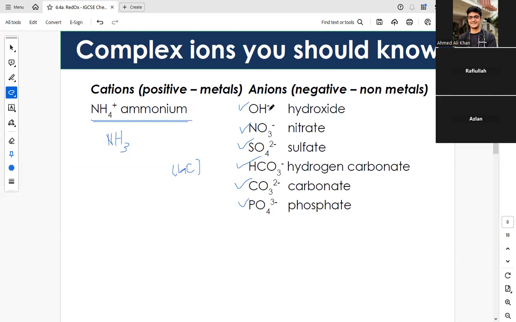Okay, so you should just know कि इनके ऊपर charge क्या होता है, ठीक है, because they're not really given in the periodic table, so you have to learn them by heart, right? For example, carbonate के ऊपर 2 negative charge है, right? Phosphate के ऊपर there's 3 negative charge. Okay, so ये चीज है.